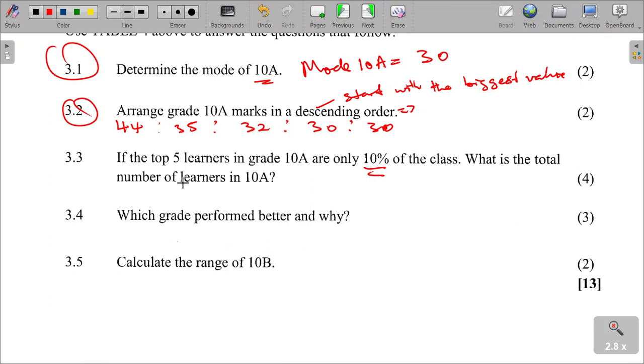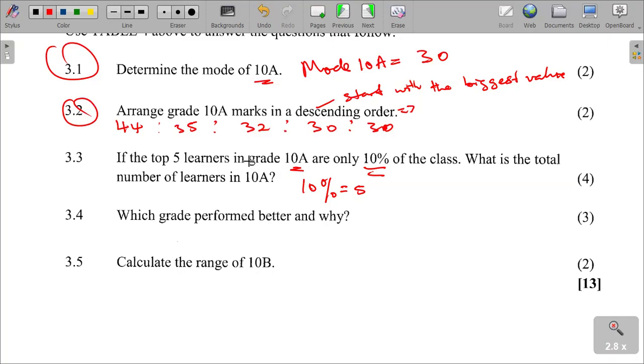If the top 5 learners in grade 10A are only 10% of the class, what is the total number of learners in 10A? So what we are saying is that 10% is equal to 5, because the top 5 learners in the class of 10A are only 10% of the class.